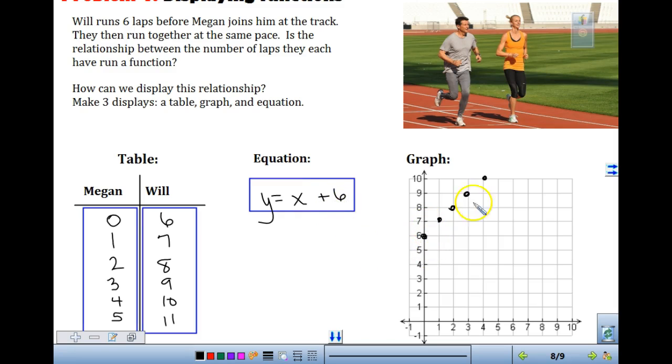Okay. Should this be continuous or discrete? Continuous. You can run half a lap on the track. You can run a fourth. So this one should be continuous. This one should be a line, because of the information we're given.